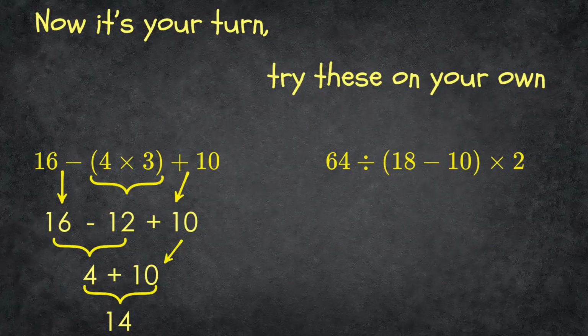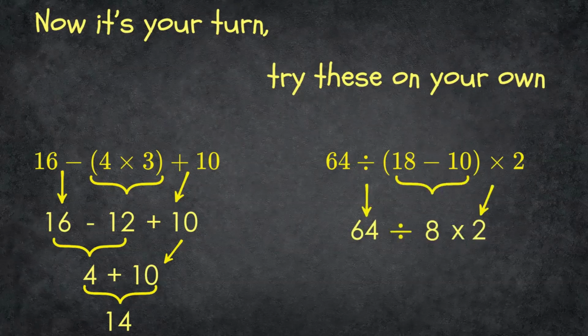We have 64 divided by 18 minus 10 times 2. Again, we are going to be doing the equation in the parentheses first. That's that 18 minus 10. That is going to give me 8, and then I'm going to bring everything down. 64 divided by 8 times 2.